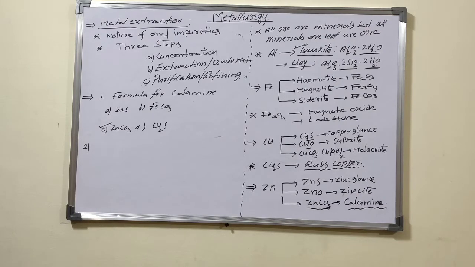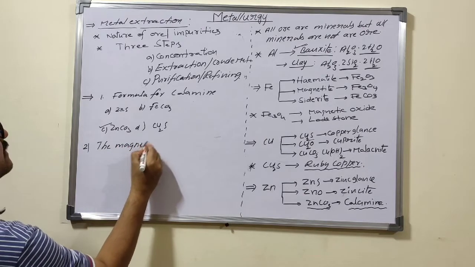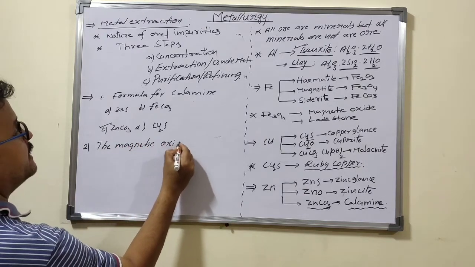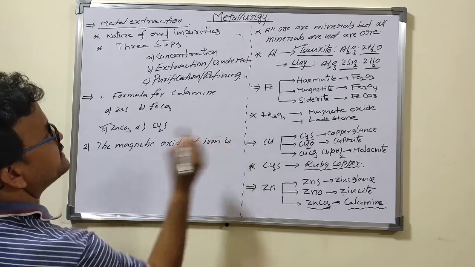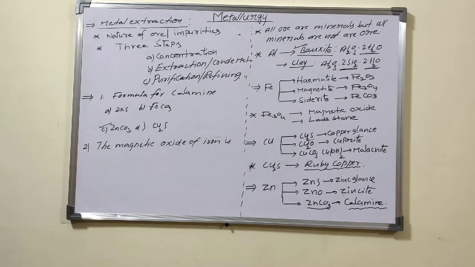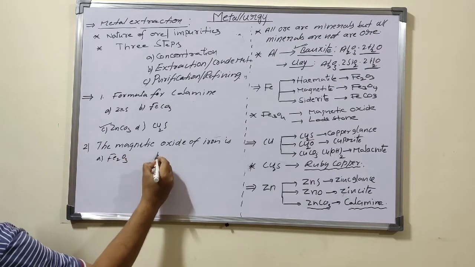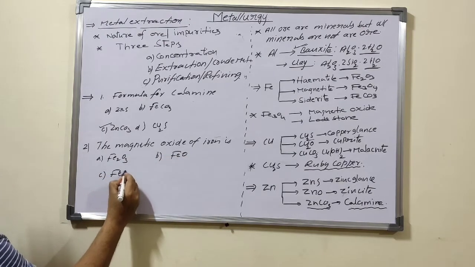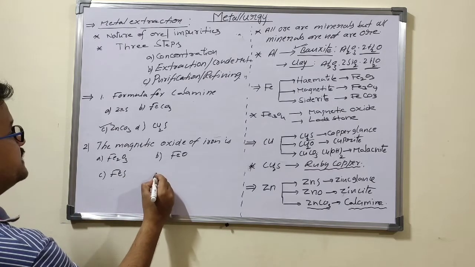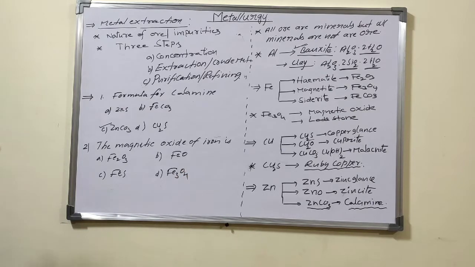Next, another question: the magnetic oxide of iron is? Option A, Fe2O3. Option B, FeO. Option C, FeS. Option D, Fe3O4.